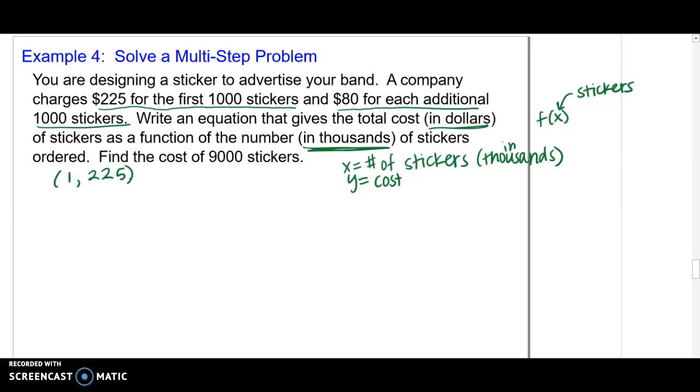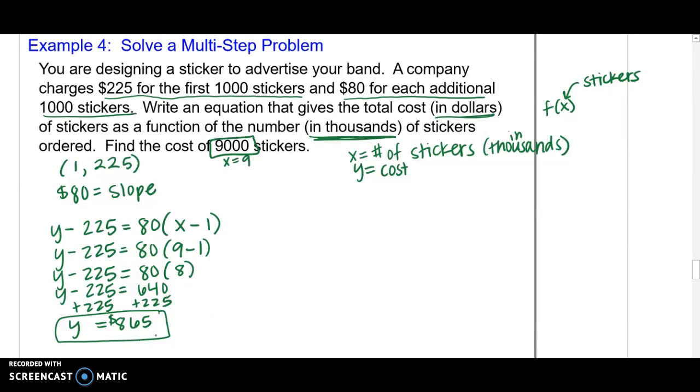And we know that it is going to be $80 per 1,000 stickers after that. So $80, guys, is our slope. That is our constant change. Using this, we could write an equation. So y minus my y1, which is 225, equals our slope, which is 80, times x minus my x sub 1, which is 1. Using this, I could figure out how much it is going to be for 9,000 stickers. So stickers is our x value, so we could plug that in for x. I'm going to stop here and try that. At my work, I got $865. So pause and look at this and definitely ask a question if it is confusing.